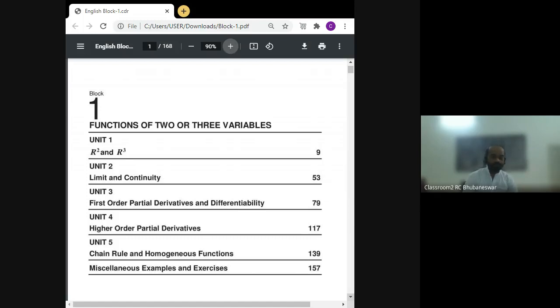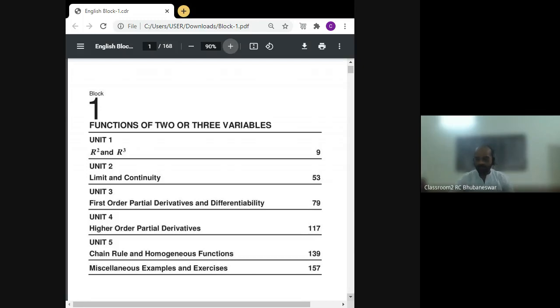Then we use these functions in unit 2. We are going to calculate the function value, its limiting value, continuity, and partial derivatives, and we are going to discuss the differentiability of a function. So gradually we discuss one by one.